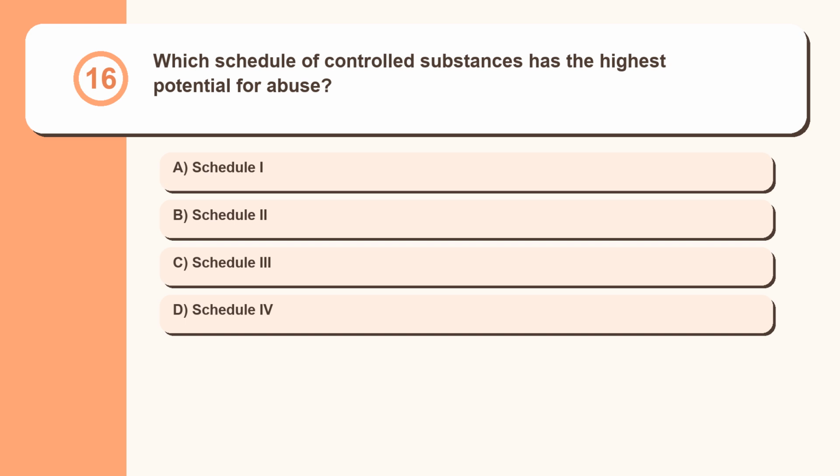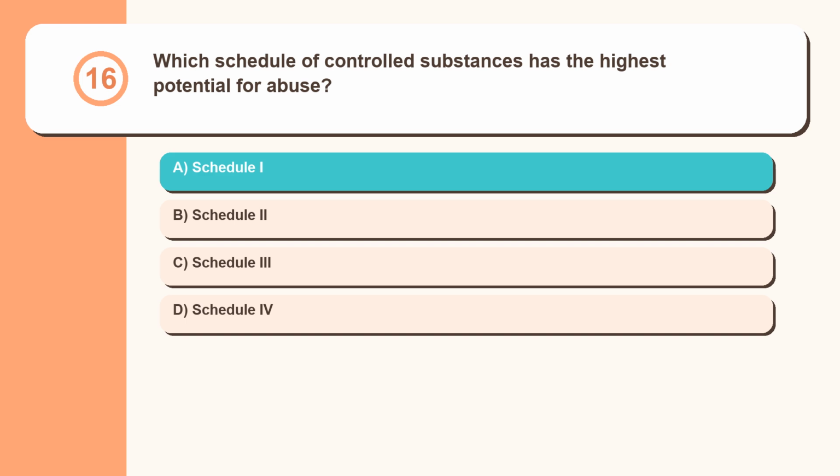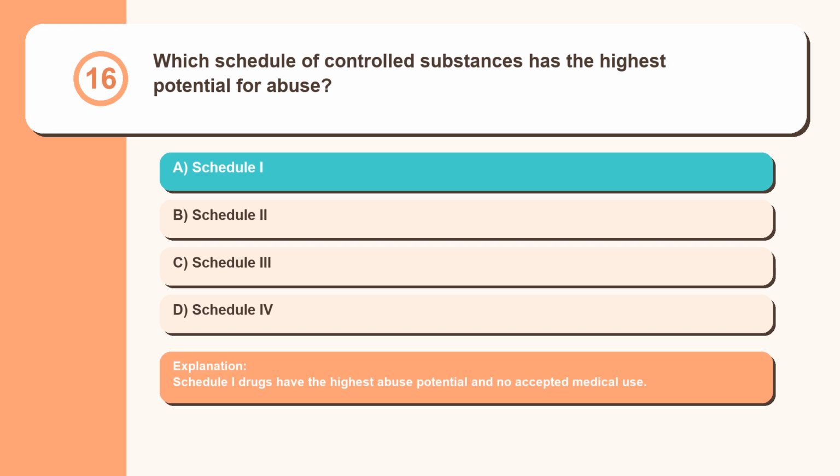Question 16. Which schedule of controlled substances has the highest potential for abuse? Schedule I, Schedule II, Schedule III, Schedule IV. Schedule I drugs have the highest abuse potential and no accepted medical use.